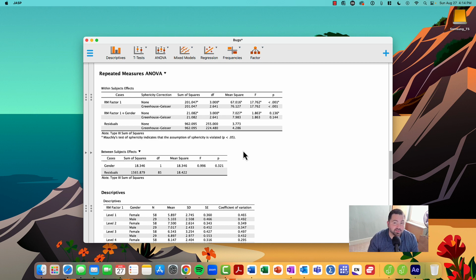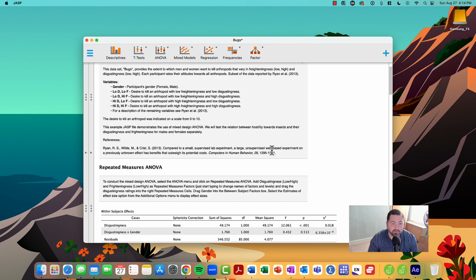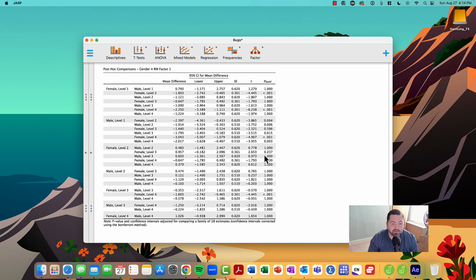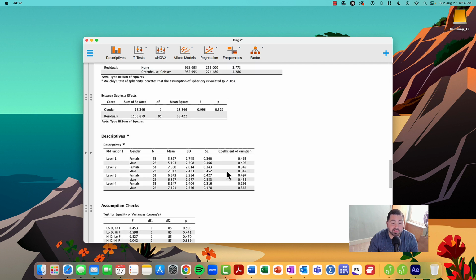Okay, let's go through this in turn. Because we have a mixed factorial ANOVA, let's start with something that we know, and that would be looking at the descriptive statistics. Level 1, level 2, level 3, and level 4 each represent one of the four levels for the repeated measures variable of interest. And for the gender variable, we have two possible levels in this case, females and males. And so this would be a 4x2 mixed factorial ANOVA.